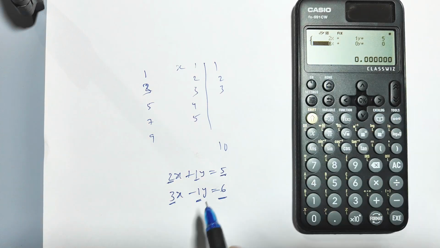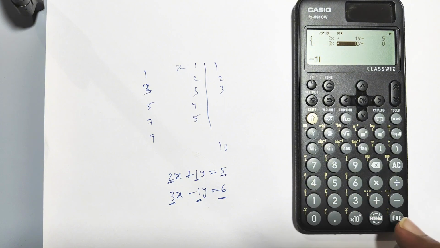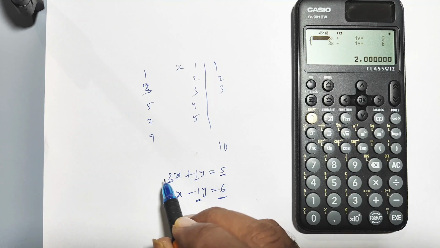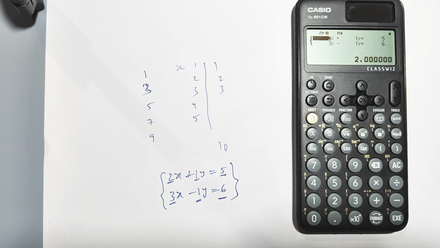Now it is entered into the second equation. The second equation is 3, minus 1, and 6. Right? So now every value is entered. Now you press execute. It shows the values of x and y. X value is 11 by 5. Y value is 3 by 5. 11 by 5 and 3 by 5 are the values of x and y. So it has solved the system of simultaneous equations.